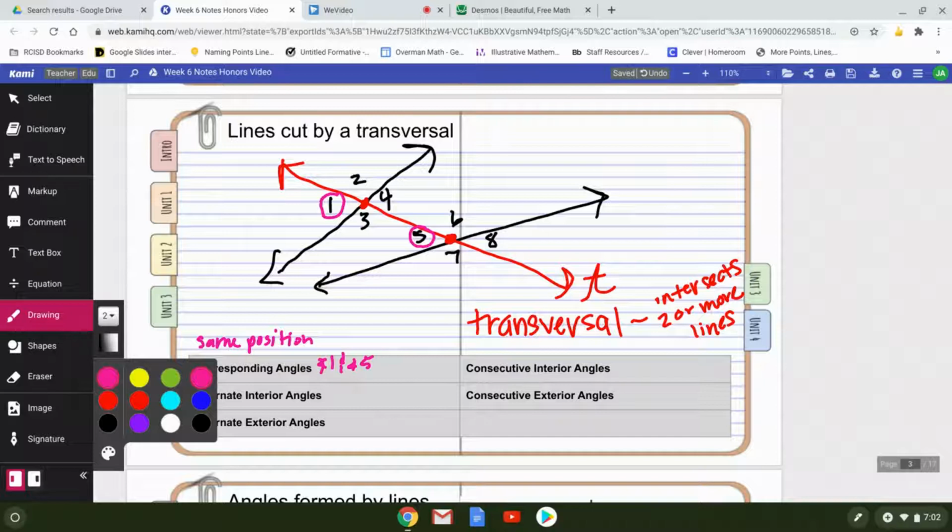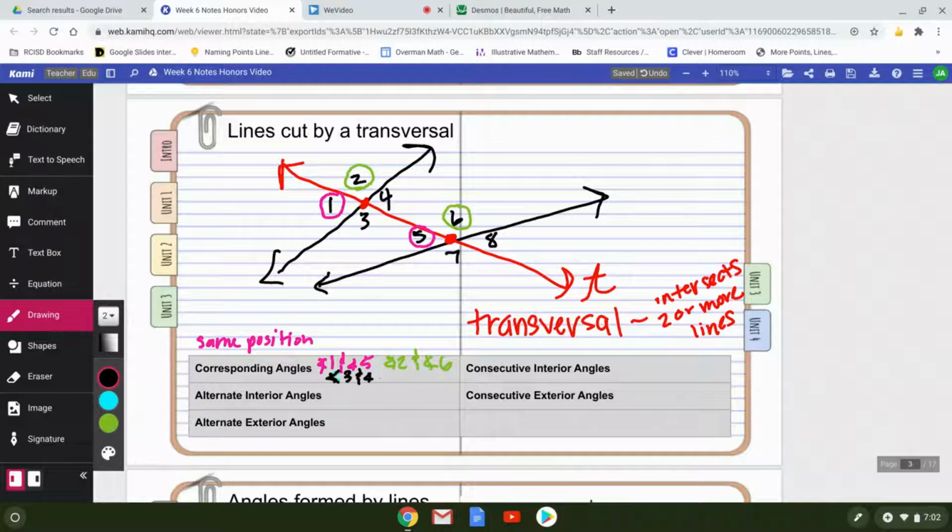What about 2 and 6? If I slid 2 down the line, would 2 and 6 be in the same spot? They would. Do you see another pair? What about angle 3 and angle 7? Last but not least, 4 and 8.